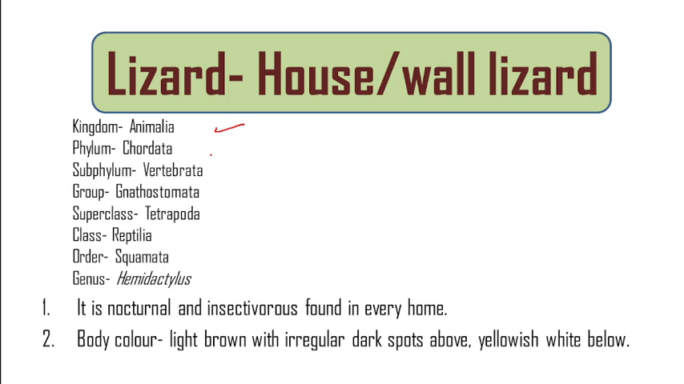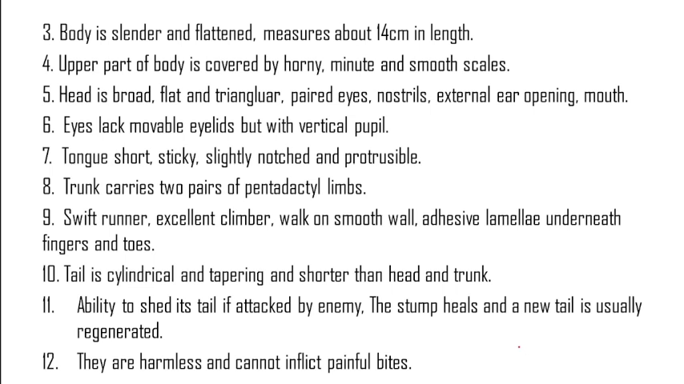Kingdom Animalia, phylum Chordata, subphylum Vertebrata, group Gnathostomata, superclass Tetrapoda, class Reptilia, order Squamata, genus Hemidactylus. It is nocturnal and insectivorous, found in every home. The body color is light brown with irregular dark spots above and yellowish white below. Body is slender and flattened, measures about 14 cm in length.